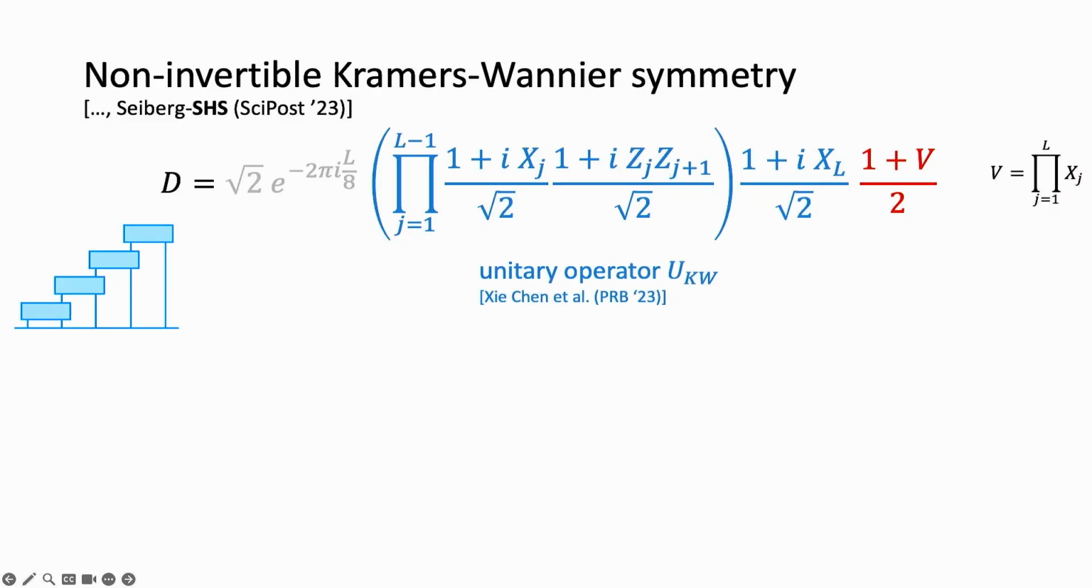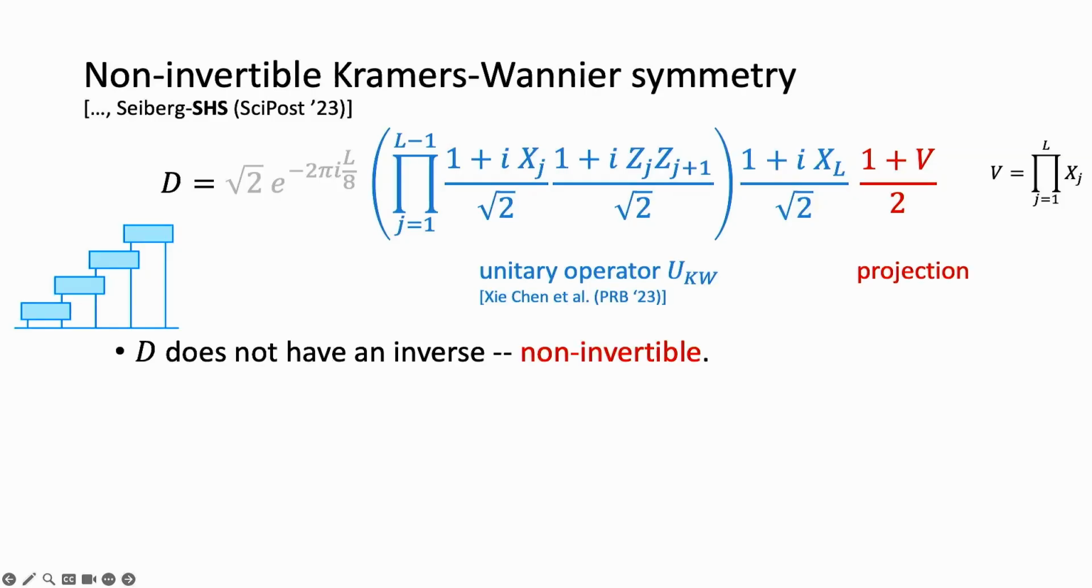Finally, there's a red piece of the operator. That is a projection operator. What is a projection operator? A projection operator is something that gives you 1 on the symmetric sector and gives you 0 otherwise. Indeed, when the spin flip operator takes eigenvalue plus 1, this thing gives you 1. On the other hand, on the negative eigenspace, this will give you 0. A projection operator, by definition, has a huge kernel. Whenever the state carries an odd Z2 charge, this is going to give you 0. And therefore, this entire operator D is going to be non-invertible. And what do I mean by that? It just means that this matrix has 0 eigenvalues, and therefore the inverse does not exist.